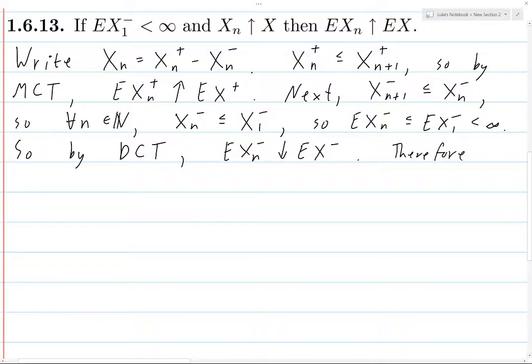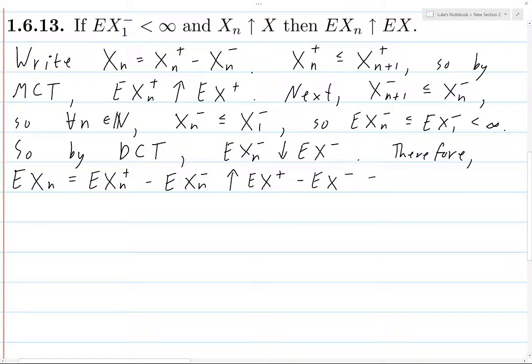And therefore, the expected value of Xn is going to be the expected value of Xn plus minus the expected value of Xn minus. And the expected value of Xn plus will increase to the expected value of X plus, and minus the expected value of Xn minus will increase to minus the expected value of X minus. And this is precisely the expected value of X. And so we're done. So this is really nice.